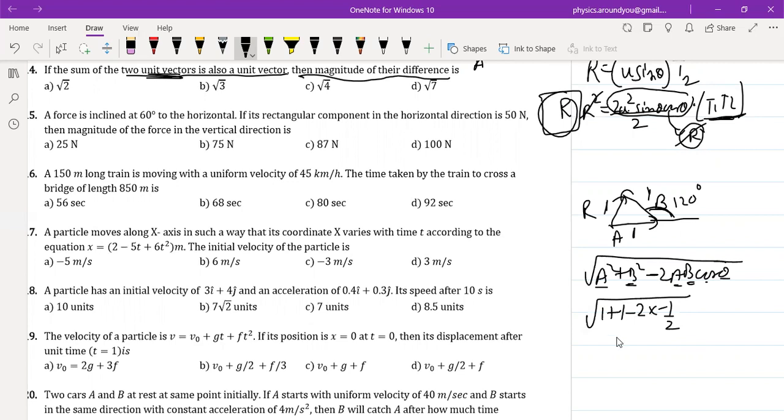So with this, I can say root 3. Right? 2 minus 2 times minus 1 by 2 is plus 1, so 2 plus 1 is 3, and 1 plus 1 plus 1 is root 3. So the answer should be root 3.